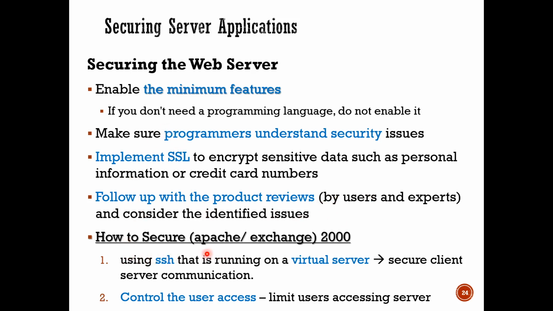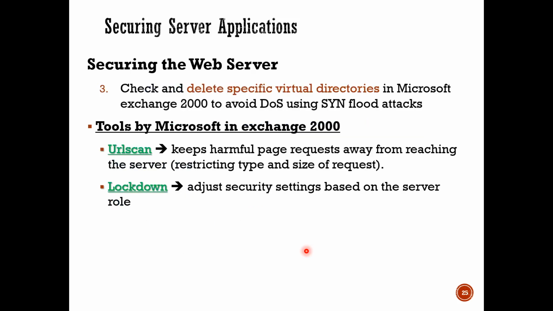So these are three steps to secure Apache and Exchange: by using SSH, by controlling the user access, meaning limiting the users to the server, and by checking and deleting the specific virtual directories, because virtual directories are not actually visible and are only about configurations. So it's very easy for attackers to make use of these virtual directories and also virtual machines somehow.